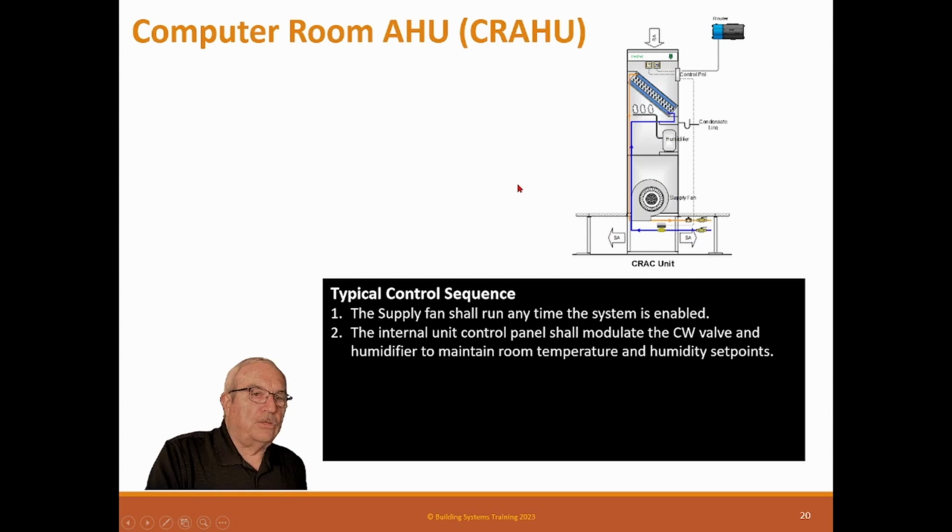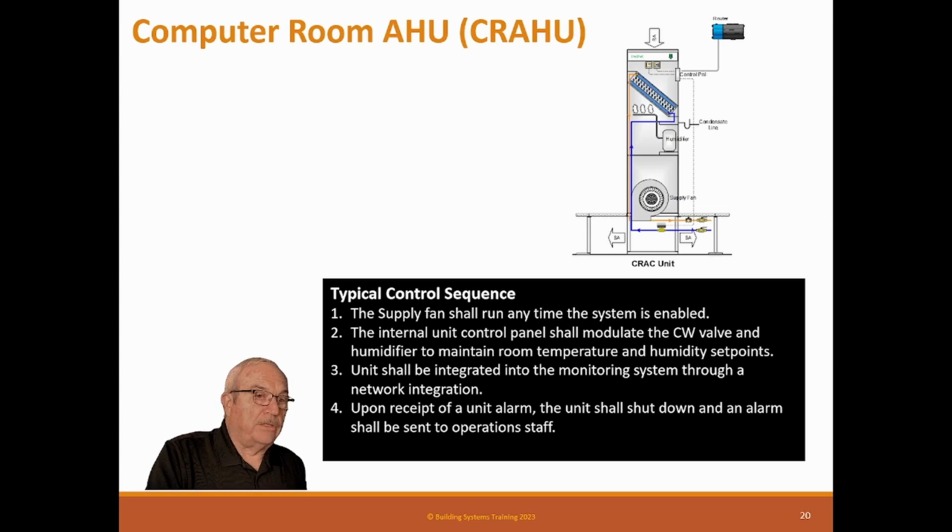The internal unit control panel should modulate chill water and humidifier to maintain room temperature and humidity set points. Unit can be integrated into the monitoring system through a network integration. Upon receipt of the unit alarm, the unit shall be shut down and alarms shall be sent to operational staff. So normally, if you have a high humidity alarm or a high temperature alarm, it doesn't actually shut the unit down, it sends an alarm. But we do have leak detectors down here.